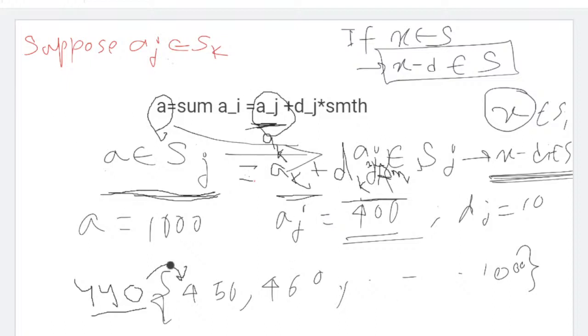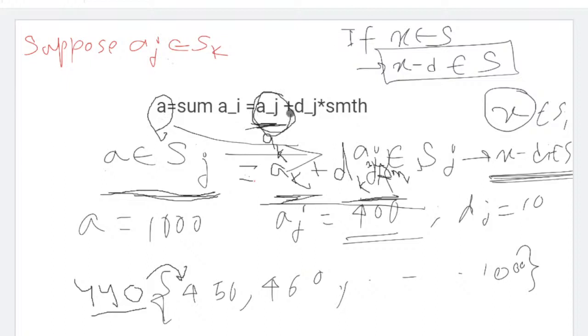I'm just thinking. If this holds for AK as well, then A is equal to AK plus DK into something, and we're assuming contradiction. So we're assuming that AK belongs to SK as well. Oh yeah, the contradiction for uniqueness is really simple. It's a direct contradiction. Look here. Assume this.